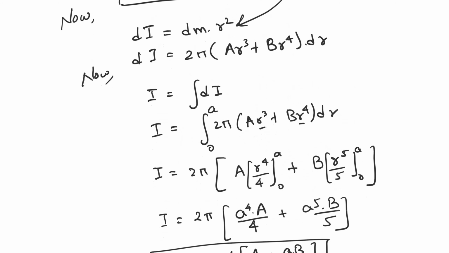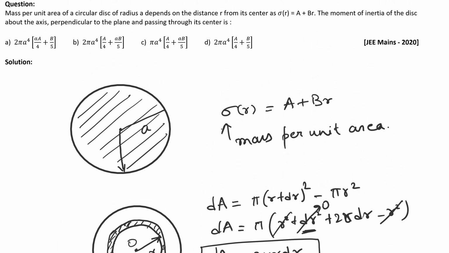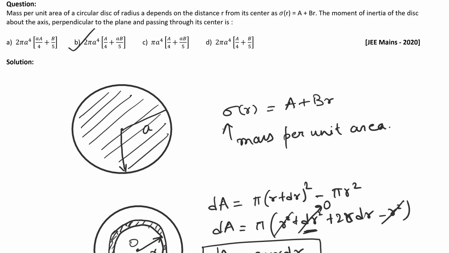Let's look at our options. From our options, we can see B is the correct option.